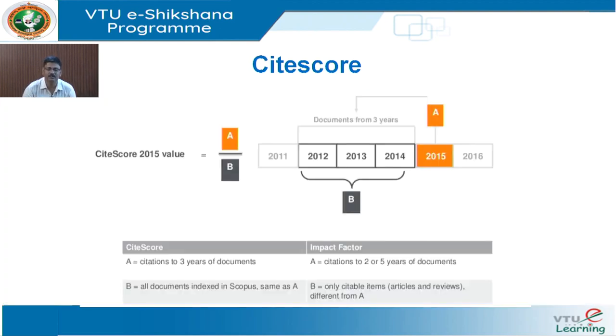Okay, how is the CiteScore calculated? Instead of a 2-year window, it takes a 3-year window to calculate a CiteScore for 2015. Okay.